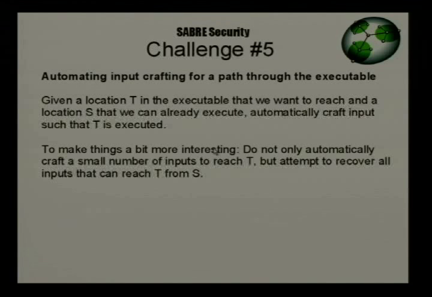Okay, challenge number 5. Now this is my favorite one, and it's also probably one of the hardest problems I can imagine. In fact, I have a very hard time imagining a problem that is more difficult than this. The problem is, we are given a location T in the executable, which is our target location, and we're given a location S that is our source location. We know how to get to S because, I don't know, we've traced the application, we know we're here. And T is where our bug is. Now we would like to automatically construct input to reach T. And yeah, that is difficult.